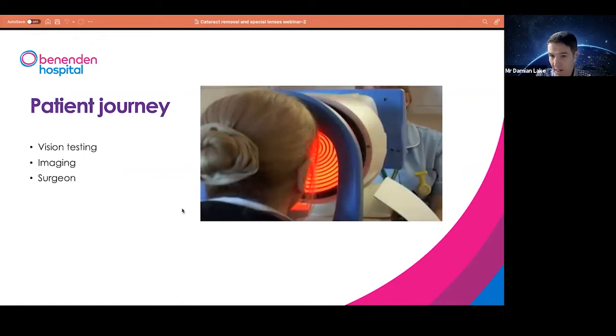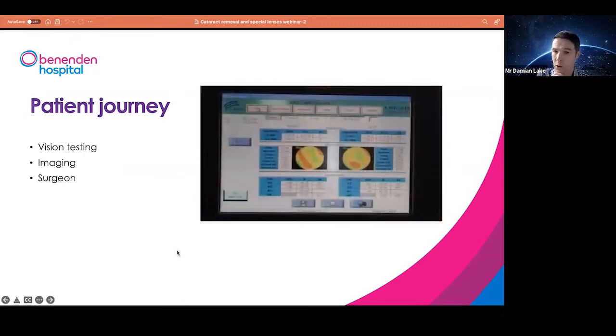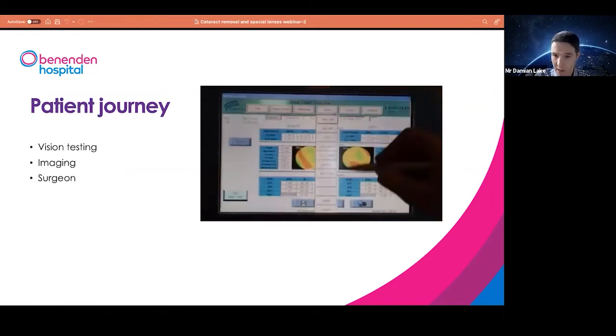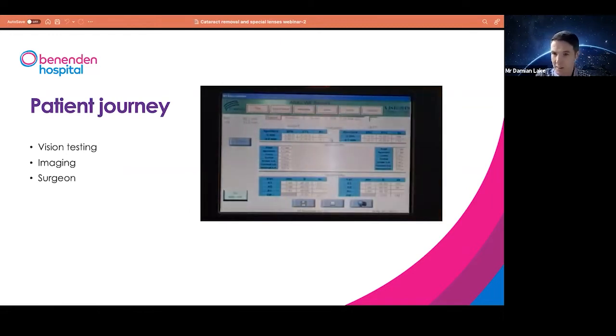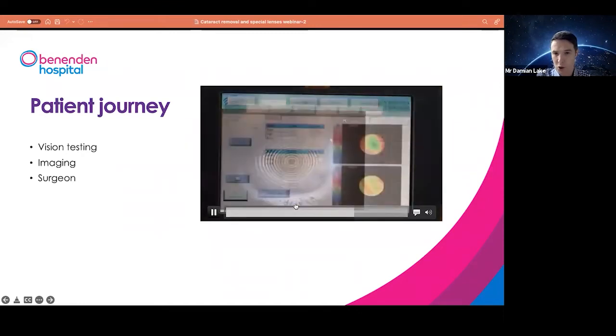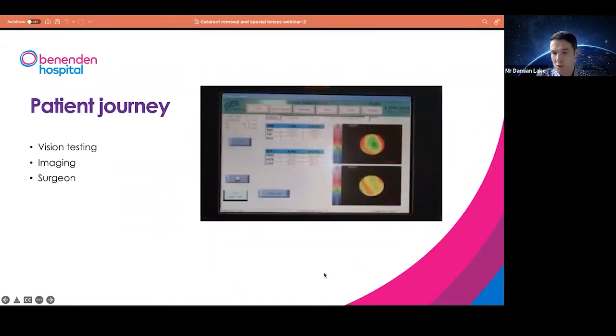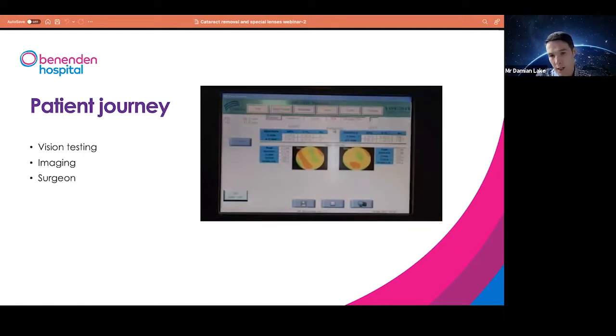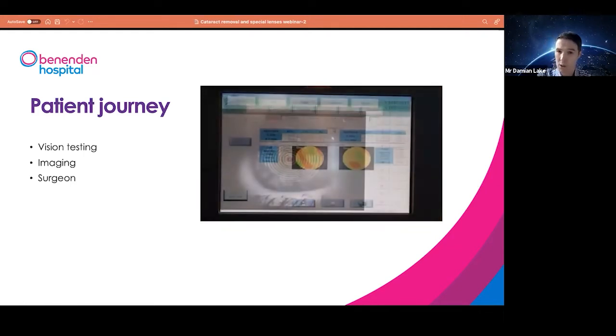As you can see here again, this test merely involves you putting your chin on a machine and having a light shone on the eye. There's no touching of the eye or anything like this. This is a picture of the eye with the circles superimposed on the surface. And you can see that there's some distortion of those circles. And that helps us work out in our planning, which goes into a formula to work out what style of lens that we can offer to you.